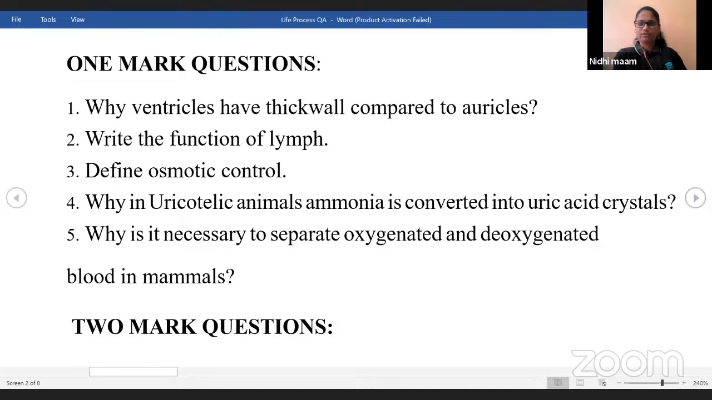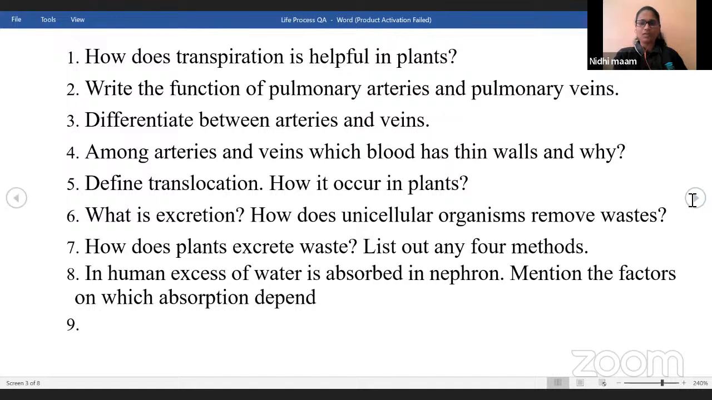2 marks question. How is transpiration helpful in plants? Transpiration, in Kannada we will call it bashpa visarjani. How is transpiration helpful in plants?